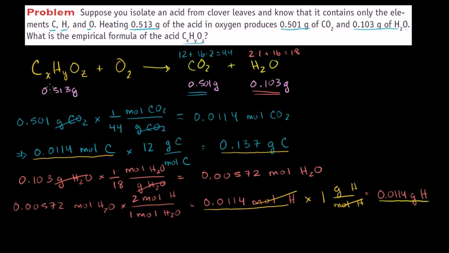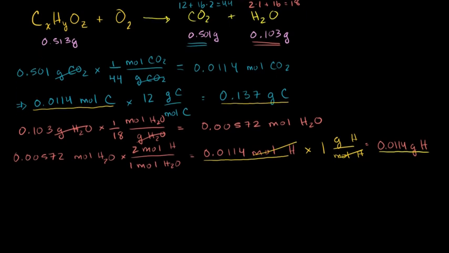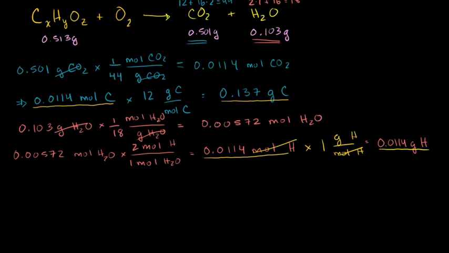And to do that, we have a total of 0.513 grams of this thing. We subtract out how much of it is carbon, how much of it is hydrogen, and that'll tell us how much is oxygen. So let me scroll down a little bit. If we want to figure out how much is oxygen, we literally just take 0.513 grams. Let me just write this. Minus the grams of carbon.